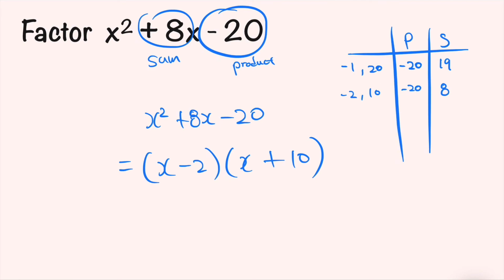So remember, make sure that you have the last number, including the sign, be the product of the two numbers, and the middle number, the coefficient of x, be the sum of the two numbers.